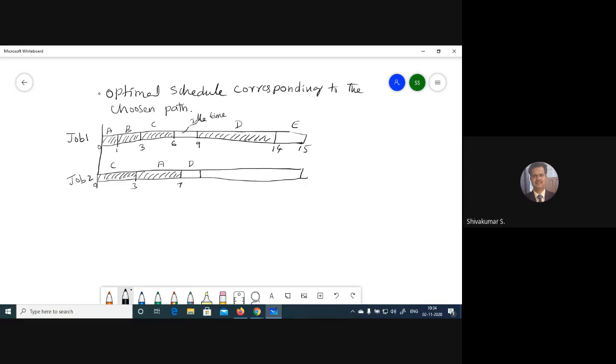So D, 9. Next, after D, you have E, 1, that is 10. That is E, 10. And lastly, B, I think. Yeah, B, 15. So totally 15. So this is a bar chart indicating the total processing time, including the idle time you have shown here.